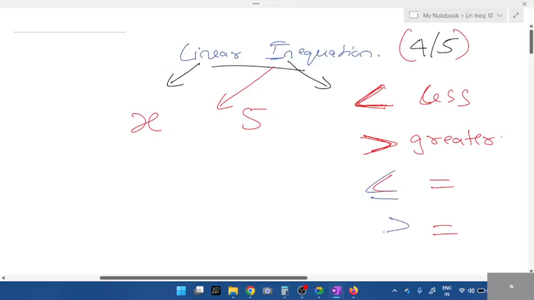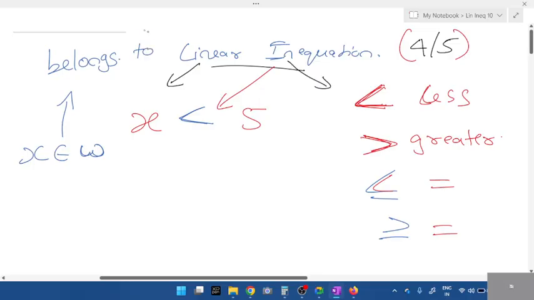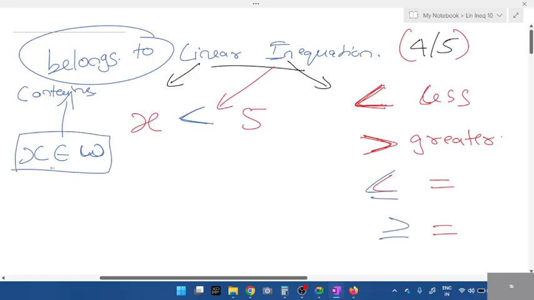Less than equal to, greater than equal to. Let me write x is less than 5, x belongs to whole number. This symbol stands for belongs to, students. The other meaning of belongs to is contains. So x belongs to whole number is the value given to us.